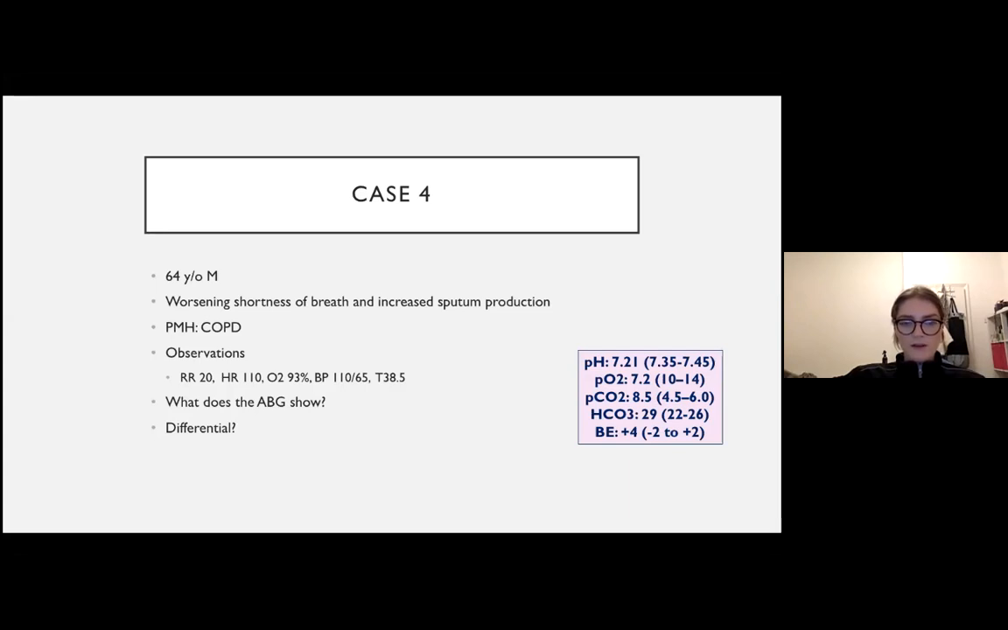Yeah, and does anyone have any ideas on the differential? Anyone, you can just pop it in the chat. I can have a quick look.